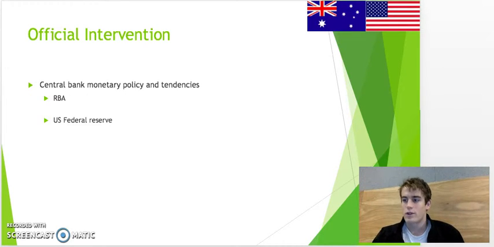Official intervention or government intervention is when a central bank tries to rectify or adjust something within the economy. In the case of exchange rates, this is usually done by manipulating inflation rates or raising and lowering interest rates, or releasing foreign reserves.